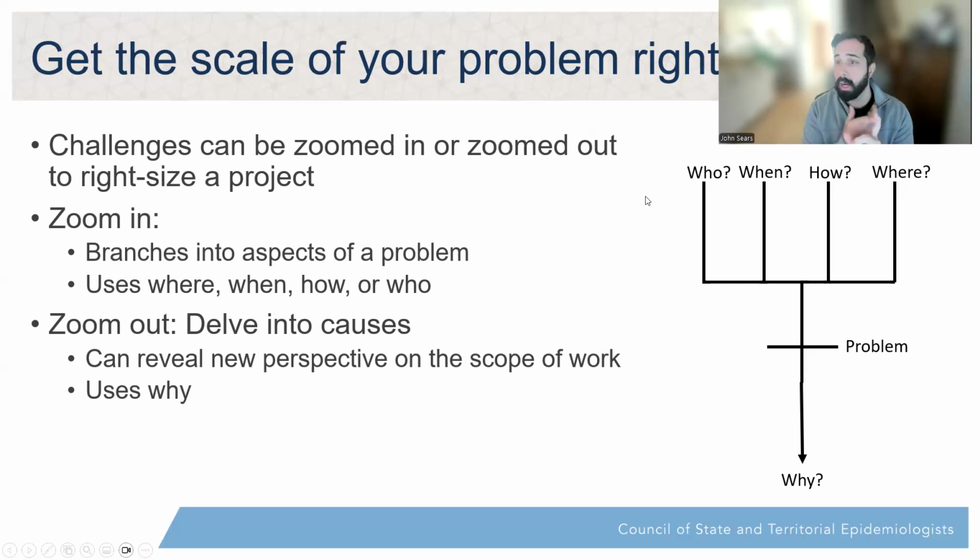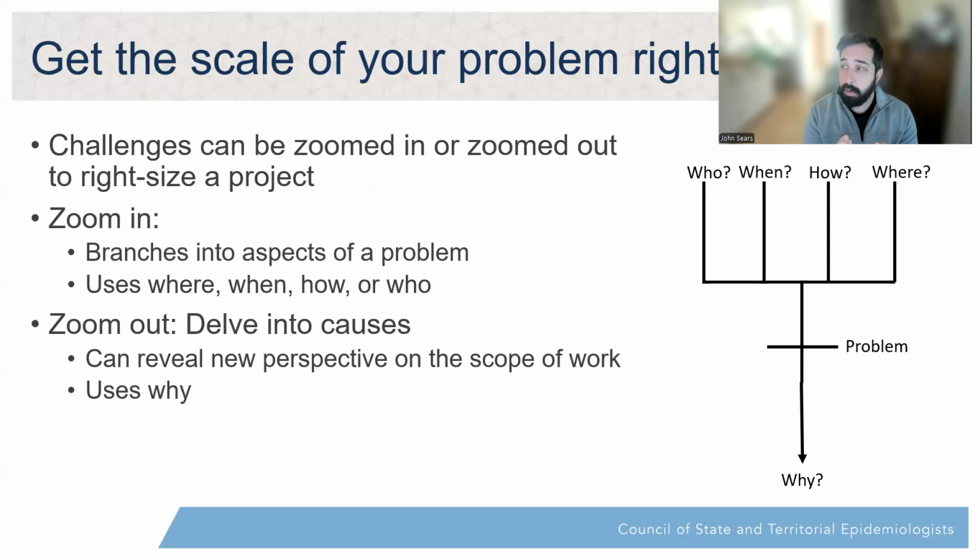So if we use where, so where is it a problem? Is it only a problem in certain areas, or is it worse in certain areas than other ones? When? So when is it a problem? Is it only a problem during our peak times, or is it a problem all the time? How? So how is it a problem? Is it a problem for certain types of people? Is it a problem in certain circumstances? When we ask who, when, where, or how, we're focusing on different aspects of a question.